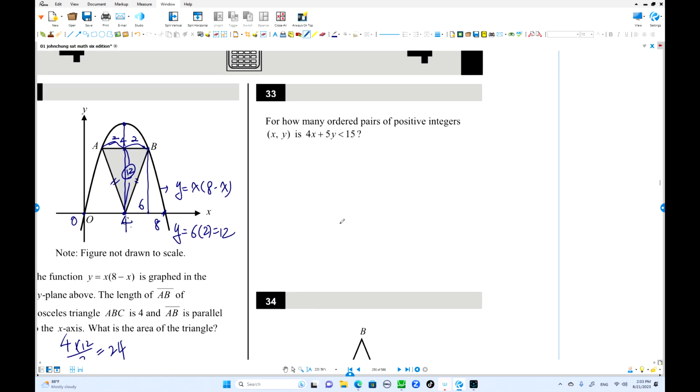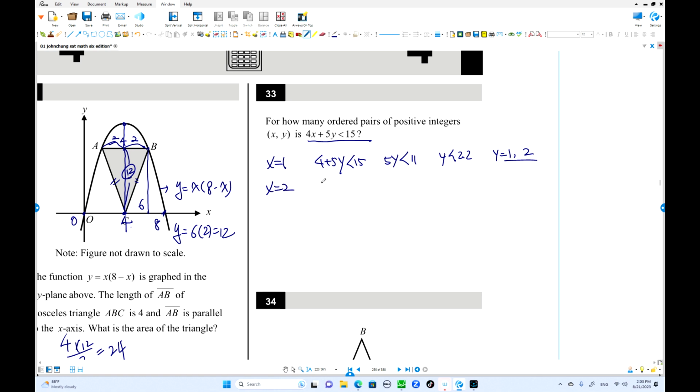All right, number 33. For how many ordered pairs of positive integers satisfy this one? Positive is what? 1, 2, 3, 4, something like that. If x is 1, this is 4. 4 plus 5y less than 15. So 5y is less than 11. Divided by 5, y equals, what is that? 2.2, right? So y can be 1 or 2.